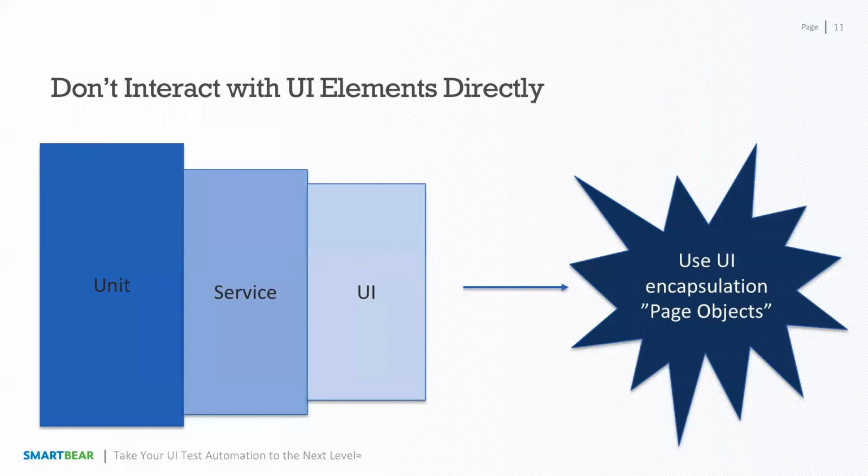But let's switch it up. Let's say that we're changing the multiplication button or the expected value or the actual value changes. This test would then fail. This is also a bad test because there's a huge dependency of one part of the test on a different part of the test.